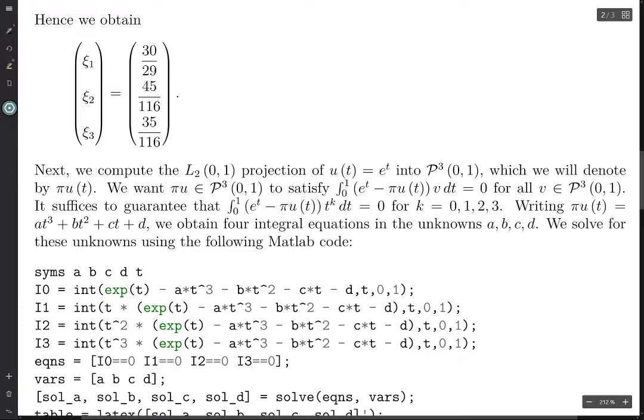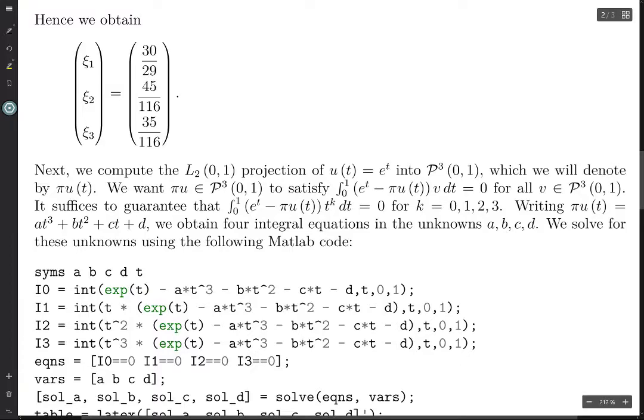All right, now let's get into the real work in this problem, which is to compute the L2 projection. We'll compute this projection by pi u. Of course, this is not the scalar pi times the function u. Pi is just being used as the Greek letter for p, for projection. P for projection, yeah.